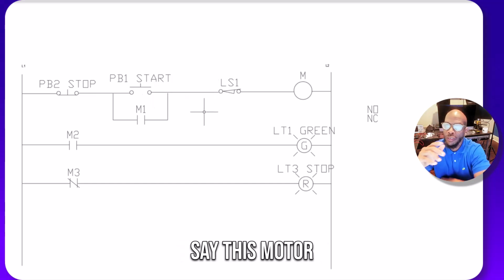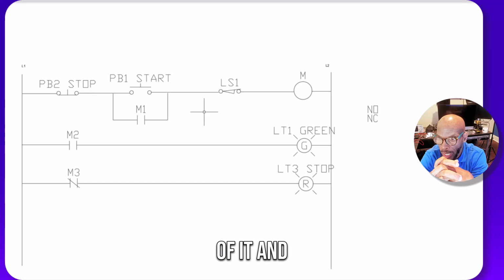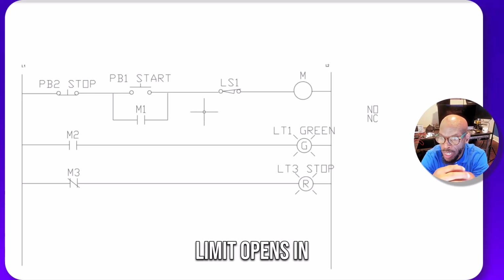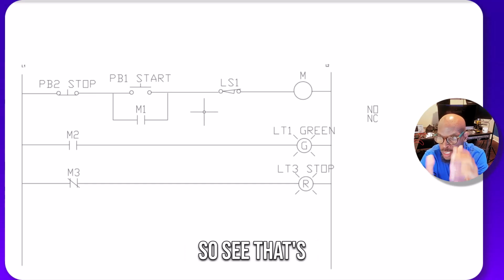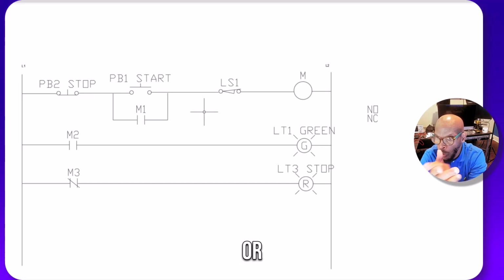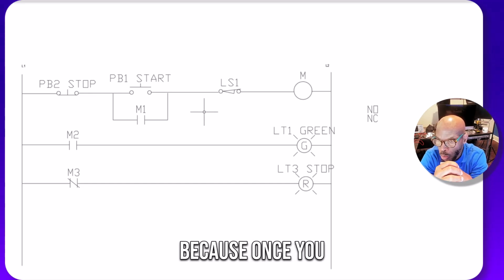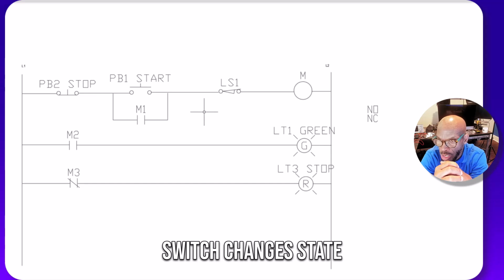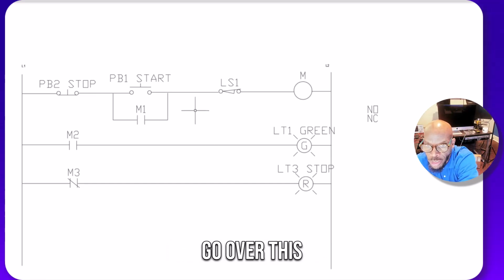Now let's say this motor has something on it that's a part of it. And then when it comes up off the limit, when it gets to the limit switch, that limit opens. Well, if the limit opens in this circuit right here, it's going to make the motor stop also. So see, that's a function of a limit switch. It limits motion, or if it isn't motion, it's something else, it'll limit. Because once you hit that limit switch and that switch changes state, then you can make other stuff do different things. So let's just go over this circuit right here.